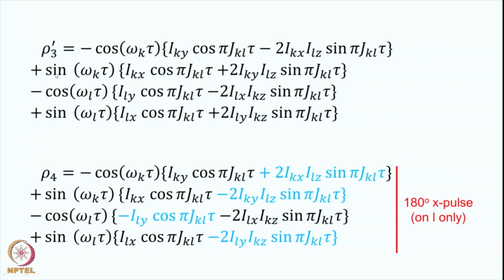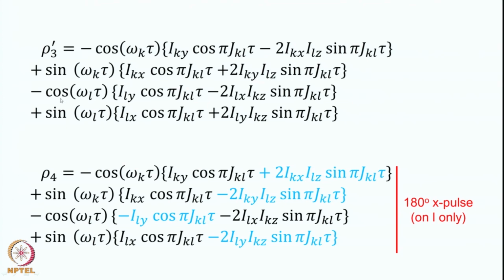So therefore rho 3 prime will now evolve under the coupling; rho 3 prime gives the result after the coupling evolution. So the first term here, this coefficient remains the same. So you have here IKY cosine pi j k L tau minus 2 IKX ILZ sin pi j k L tau. The second term, this coefficient is the same, sin omega k tau. We have IKX cosine pi j k L tau plus 2 IKY ILZ sin pi j k L tau.